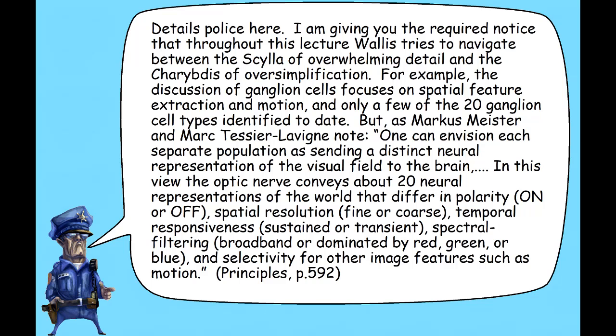And so I'll quote from Markus Meister and Marc Tessier-Lavigne. One can envision each separate population of ganglion cells as sending a distinct neural representation of the visual field to the brain. In this view, the optic nerve conveys about 20 neural representations of the world that differ in polarity, so on and off, spatial resolution, fine or coarse, temporal responsiveness, sustained or transient, spectral filtering, broadband or dominated by red, green, or blue, and spectral sensitivity, and selectivity for other image features such as motion.